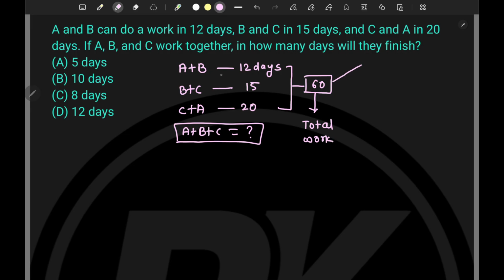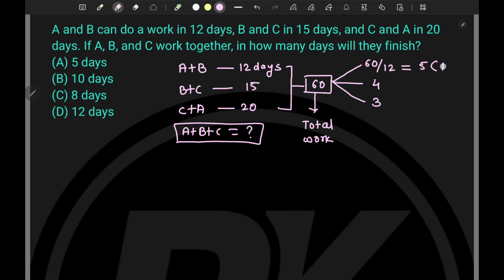Now tell me, if A plus B are working, to complete a work they need 12 days, the portion of the work is 60, then in one day how much will they complete? It will be 60 divided by 12, then how much? It is 5 portion of the work. So similarly for B plus C, it is 15 fours are 60, right? 4 portion of the work, and 20 threes are 60, and hence C plus A will complete 3 portion of the work in one day.